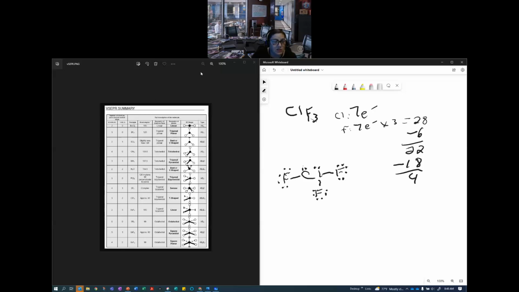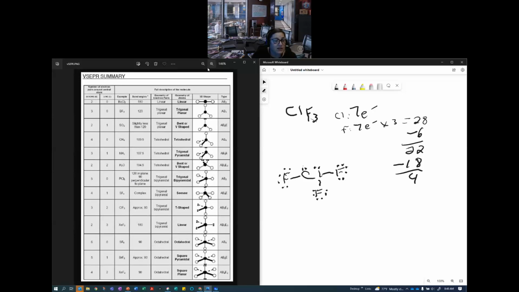So what you're looking at, and we'll zoom in a little bit, is the number of bonding electron pairs and the number of lone pairs. Since we have 3 bonding pairs, we need to look where it says 3, and we have 2 non-bonding pairs. We want to find the 3, 2. And look, it gives an example of ClF3. It says that the bond angles are approximately 90 degrees, and that the geometry of the electron pairs is trigonal bipyramidal.